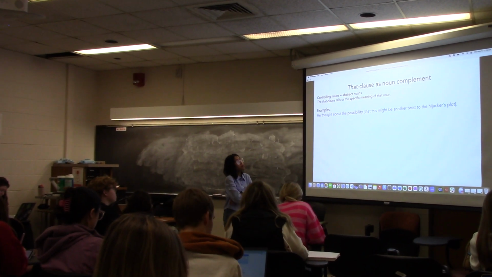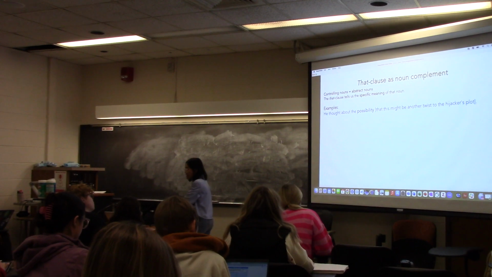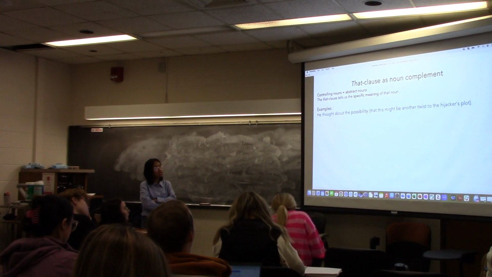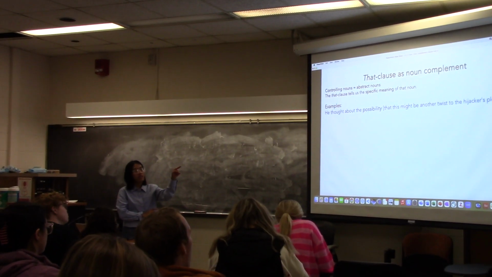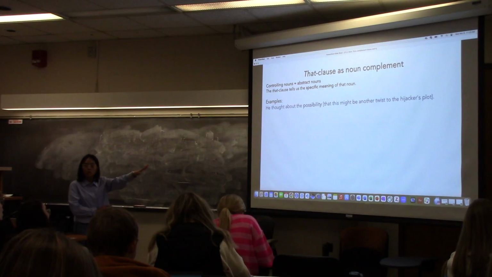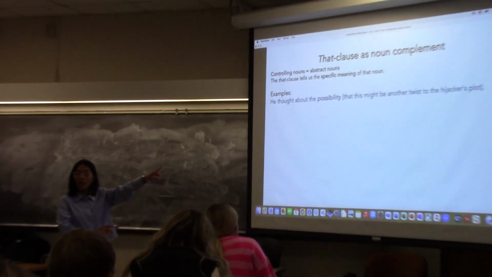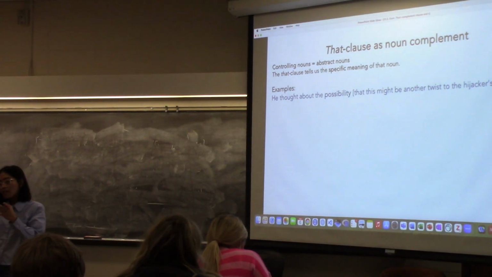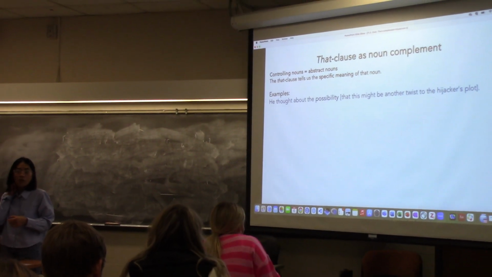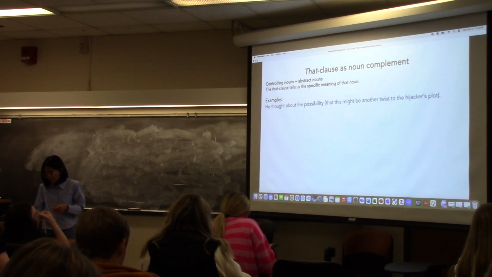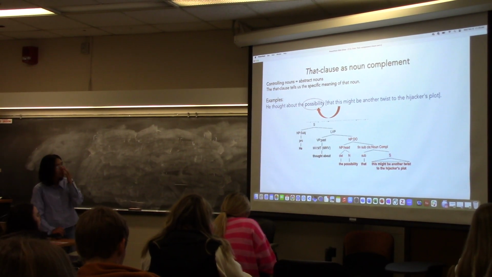He thought about the possibility that this might be another twist to the hijacker's plot. So we have the that clause, that this might be another twist, and so on. And that is controlled by the word possibility. So the possibility here is the abstract noun that controls the that clause. Okay.